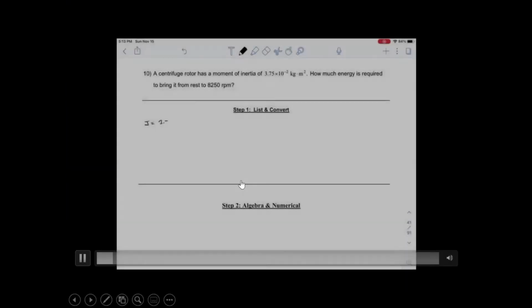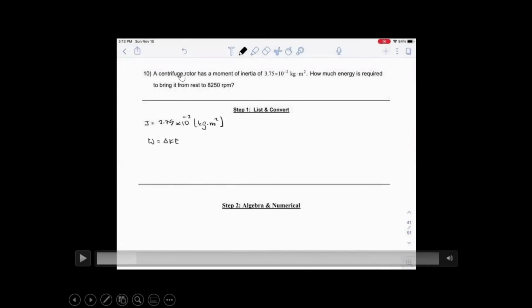All right, let's take a look at a simple problem. We've got a centrifuge rotor. It has a moment of inertia, which is given to us. How much energy is required to bring it to 8,250 revolutions per minute? What is the amount of work needed? How much energy is required? This is the amount of work required, in joules. It means the same thing.